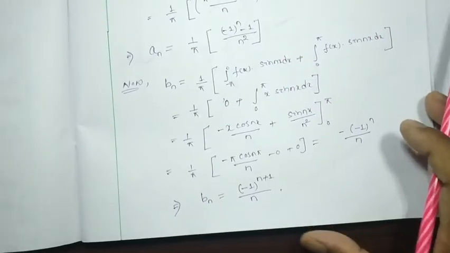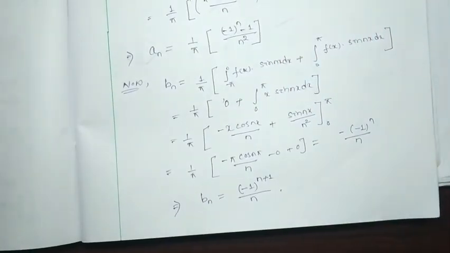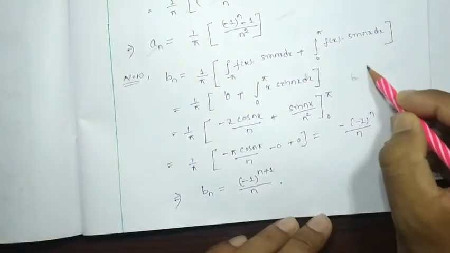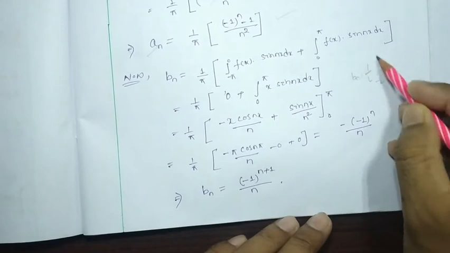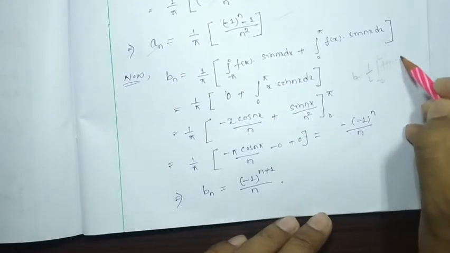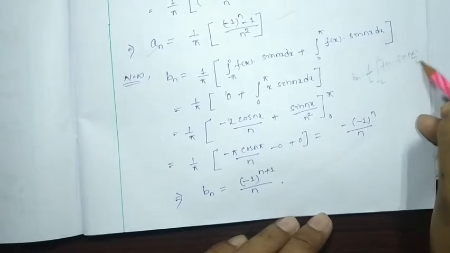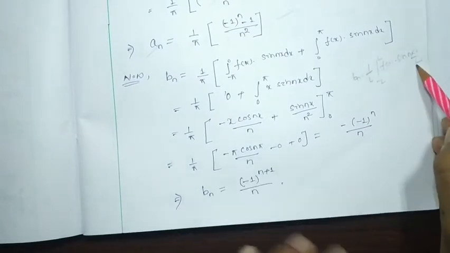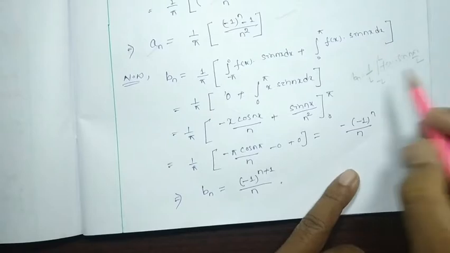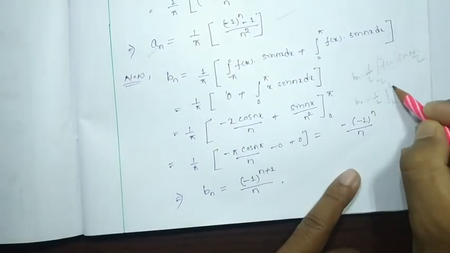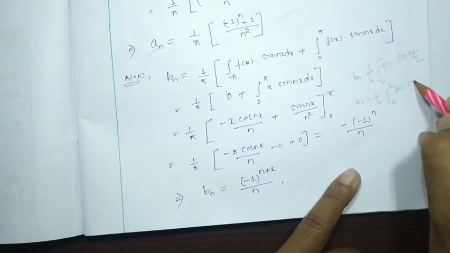Now we have to find the bn value. bn is nothing but 1 by L integral minus L to L of f(x) into sin nx, actually sin n pi x by L. So here L is nothing but pi. So bn will be how much? That will be 1 by pi integral minus pi to pi of f(x) sin nx.